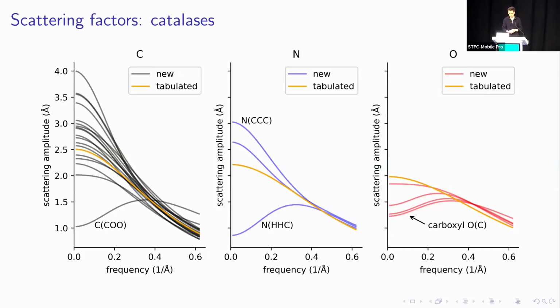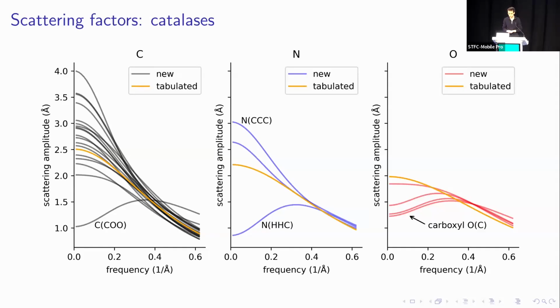In particular, what is interesting is that there are some atom types that appear to be outliers with respect to other atoms of the same element. So, for example, this carboxyl carbon atom or this amide nitrogen.